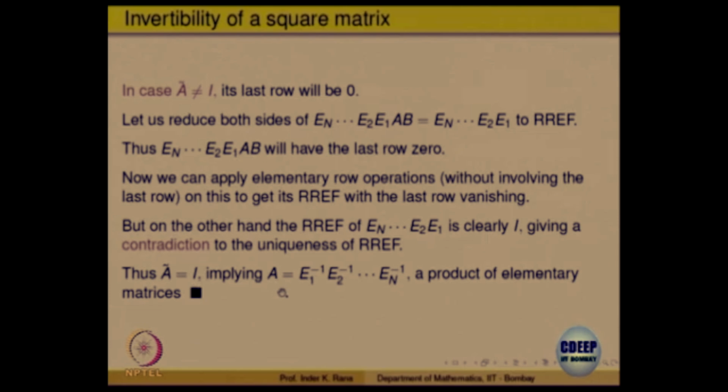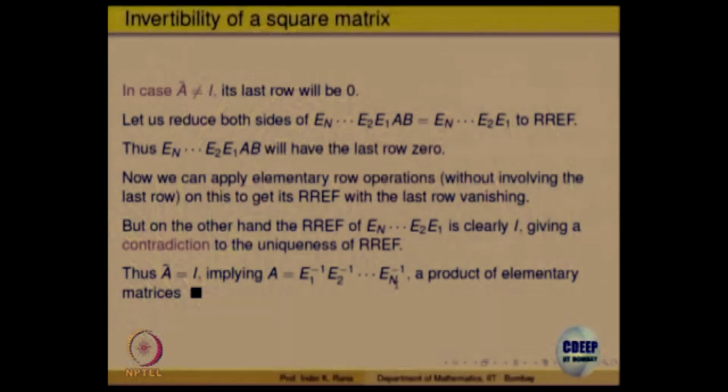That means what? Okay. So if A tilde is the identity, then what is A equal to? If the reduced row echelon form of the matrix is identity, that means A pre-multiplied by E1, E2, ... En is equal to identity, right? And what is A equal to then? Take it to the right hand side. So A must be equal to E1 inverse, E2 inverse, ... En inverse. Clear? But if E1, E2, ... En are elementary, the inverses are also elementary matrices.